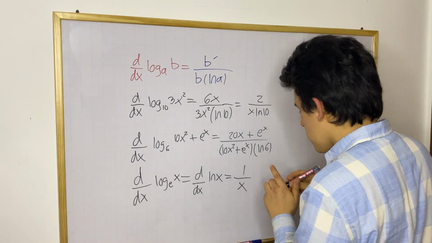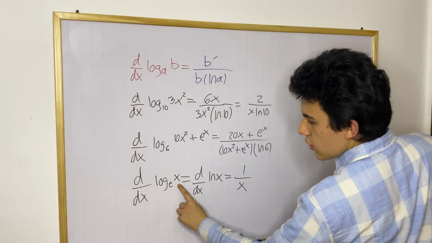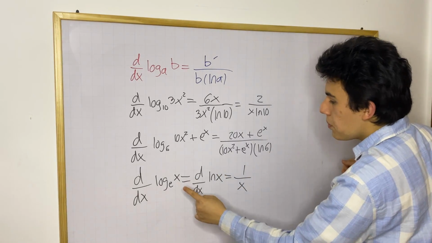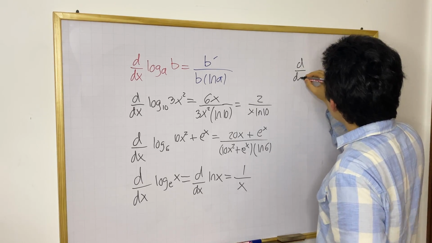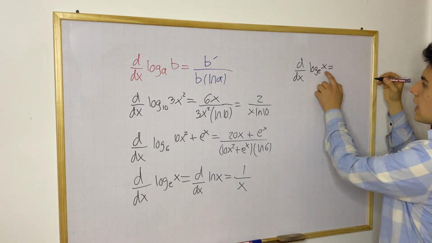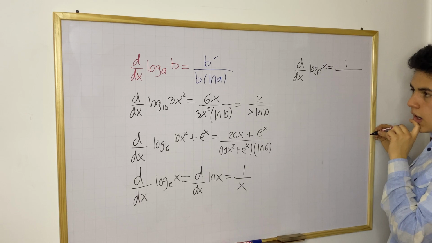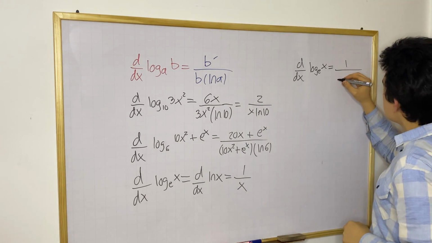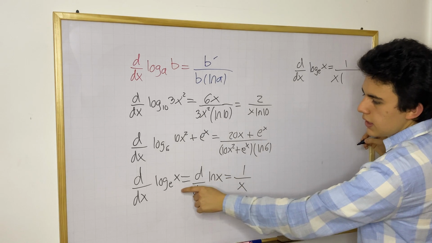Well, you can grab this rule, and something you can do is the following. We know b is going to be x, okay? So b prime is going to be 1. I'm going to write it again here. d over dx of log base e of x is going to be x prime, which is going to be 1, over b, which is going to be x again, times the natural log of e.